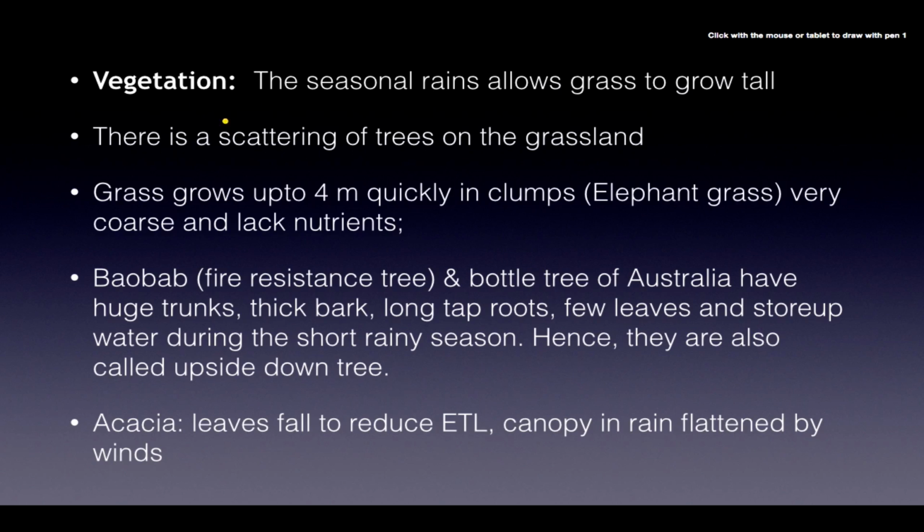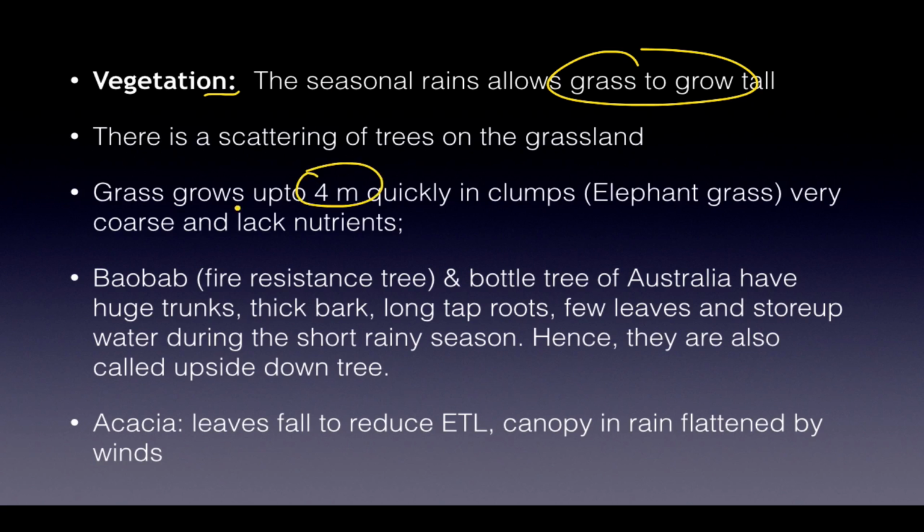Now the vegetation: since the rains are seasonal, they allow very tall grasses, which can grow up to 4 meters with scattered trees. They are also called elephant grass because of their tallness. But they are very coarse and lack nutrients, so they do not support a lot of herds.